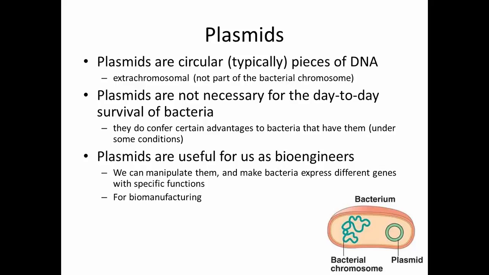And we mentioned briefly about plasmids. Well, plasmids are circular typically. Sometimes they're not, but usually they're circular pieces of DNA. They're what is known as extrachromosomal. They're not part of the bacterial chromosome. They're not necessary for day-to-day survival of bacteria. They do, however, confer certain advantages to bacteria that have them under some conditions. So that's why plasmids persist in the environment for sure.